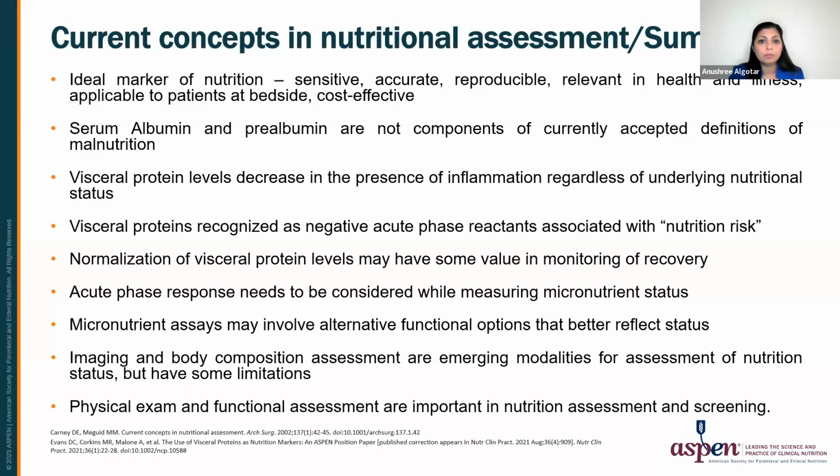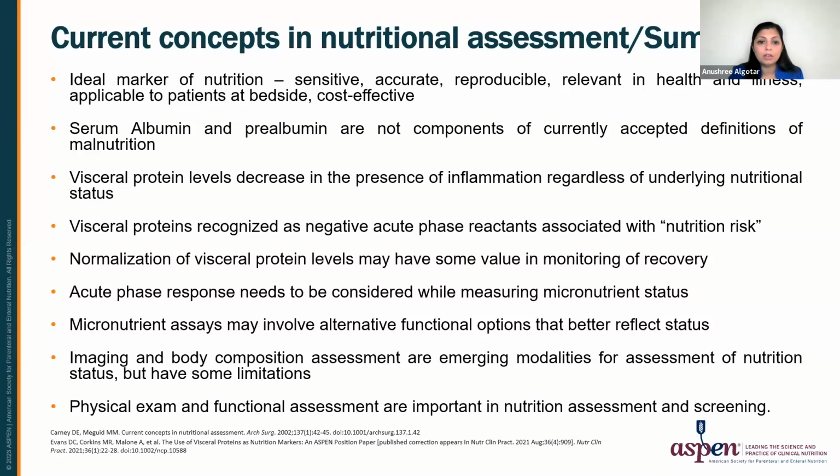Serum albumin and pre-albumin are not components of currently accepted definitions of malnutrition. These visceral proteins decrease in levels in the presence of inflammation, regardless of underlying nutritional status. And these are recognized as negative acute phase reactants, which are more associated with nutrition risk. The normalization of these visceral protein levels may have some value in monitoring of recovery. An acute phase response needs to be considered while measuring micronutrient status as well.